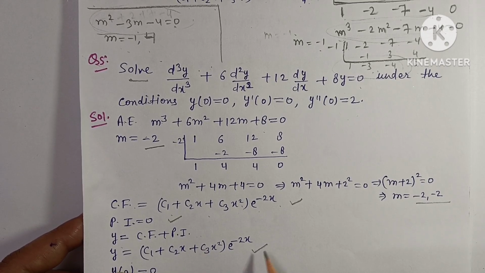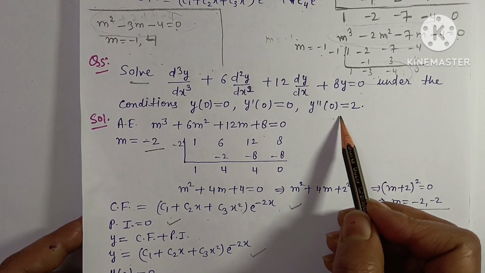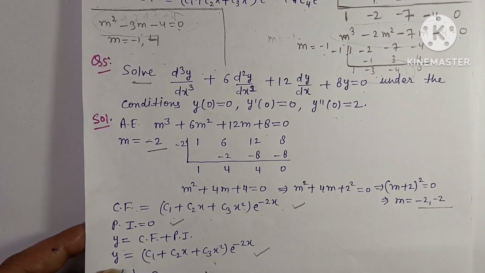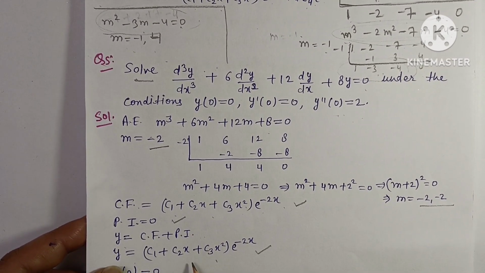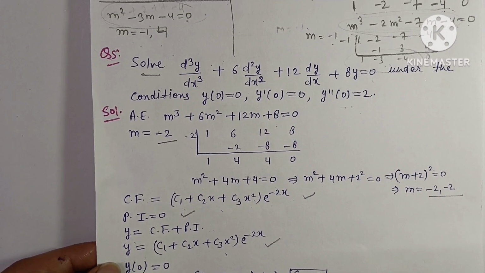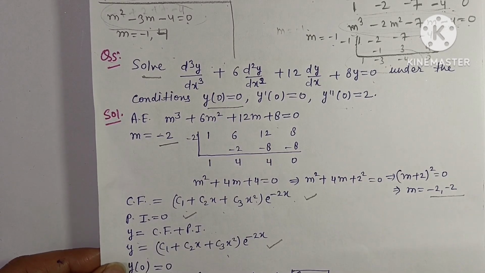But you are given these conditions. These conditions are to be used for finding the values of the coefficients C1, C2 and C3. So this means we have to find the values of these constants by using these conditions. So what will you do? First, you will use the first condition, y(0) equal to 0. What does it mean?